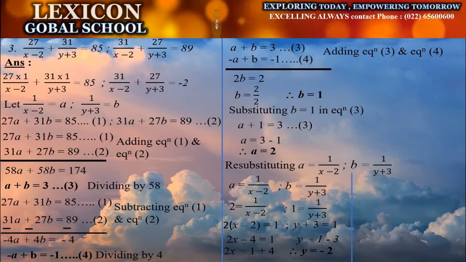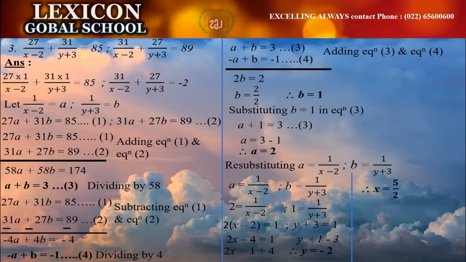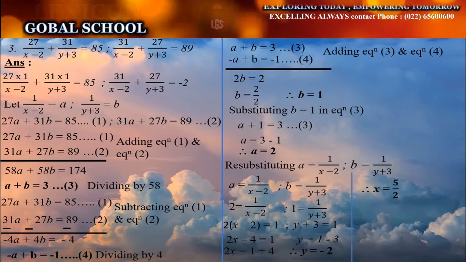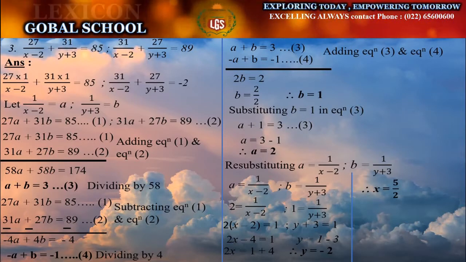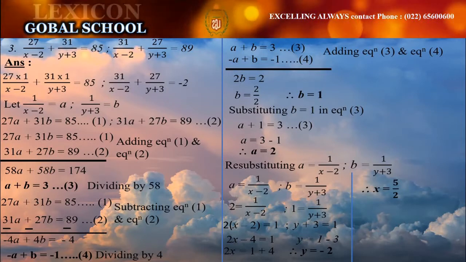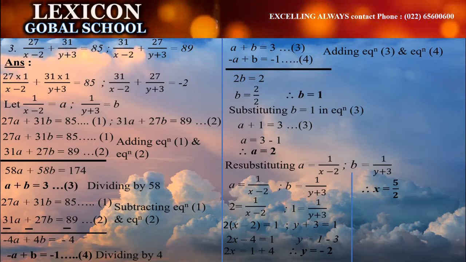Let us see the value of x. Therefore, x is equal to 5 upon 2, as we get 2x is equal to 1 plus 4. 1 plus 4 is 5. 2 is multiplied by x. When it goes to the RHS, it will get divided. Therefore, x is equal to 5 upon 2.